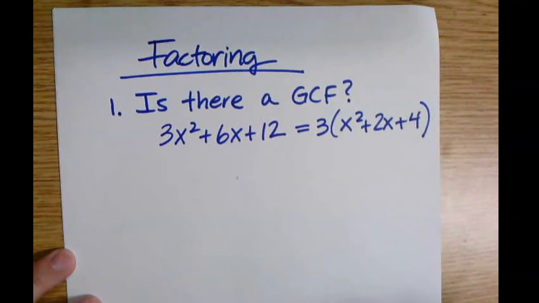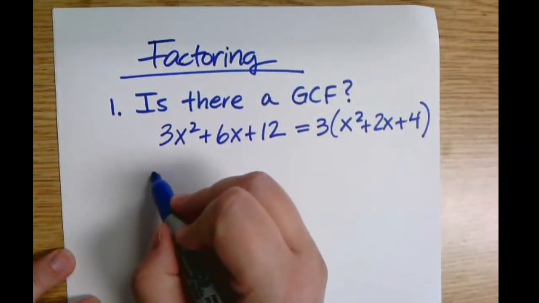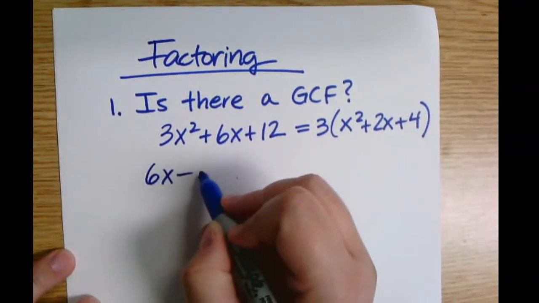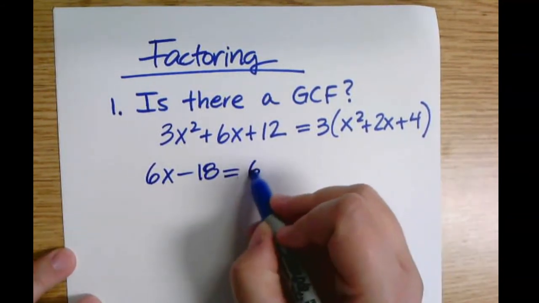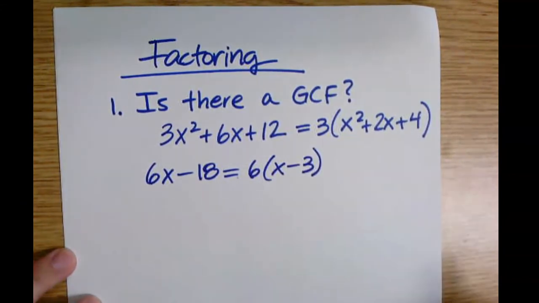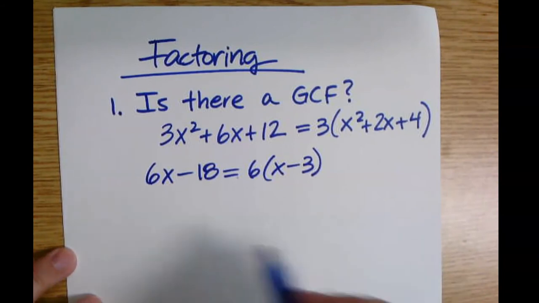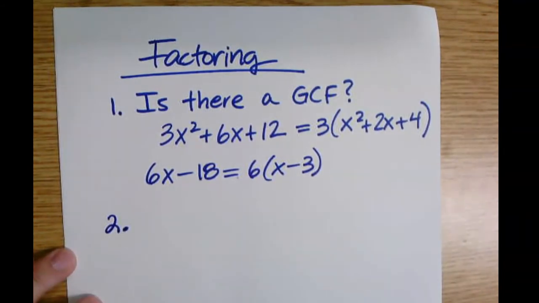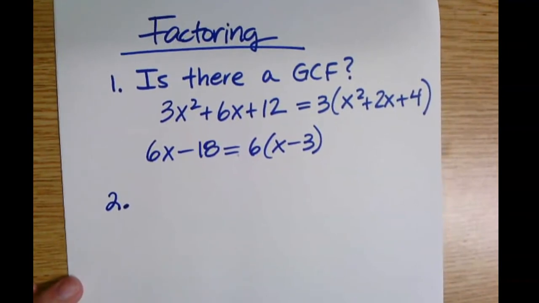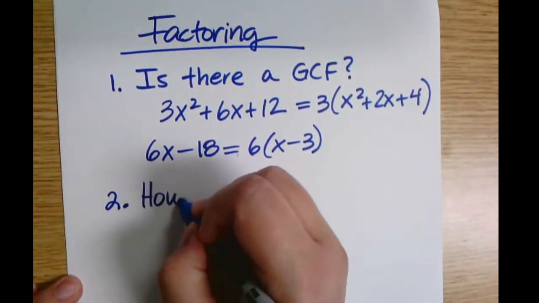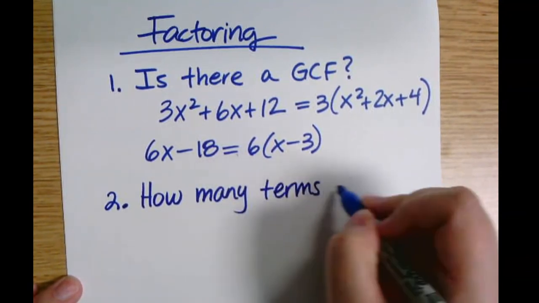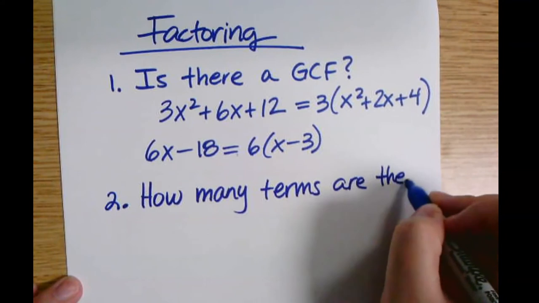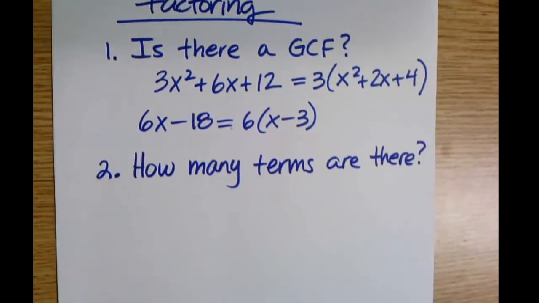Here I might be able to go further, but sometimes, let's say this is your expression. Well, if I take out a 6, I'm done. I can't go any further. So that would be fully factored. The next thing you want to do after you take out your GCF is ask, how many terms am I trying to factor? How many terms are in the polynomial that I am trying to factor?